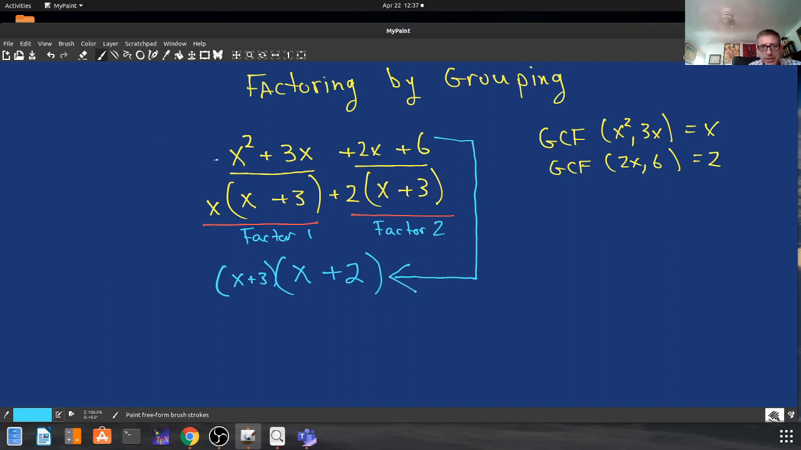So let's do something here. I'm just going to show you this, and I'm only going to do one example. Now suppose I actually were to simplify x squared plus 3x plus 2x plus 6. I would get x squared plus 5x plus 6. And lo and behold, I automatically have the factorization of this polynomial right here by factoring by grouping.